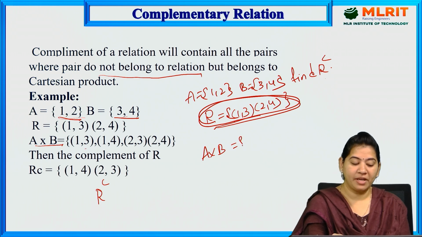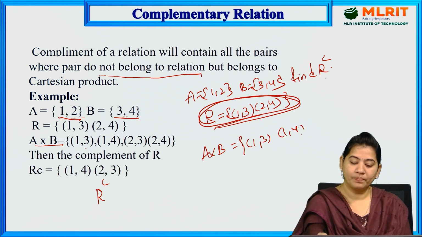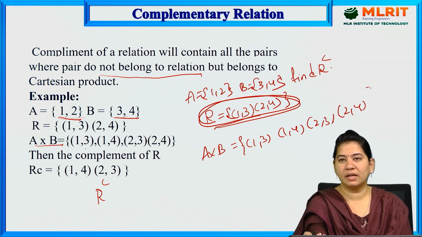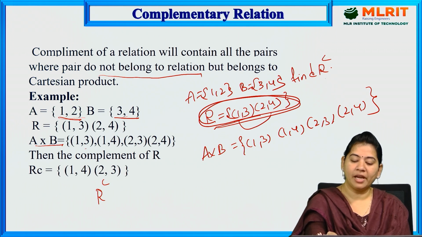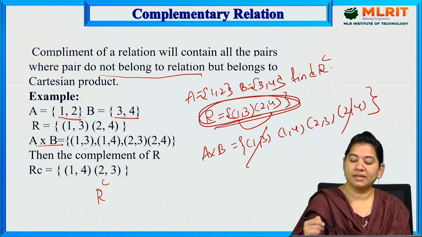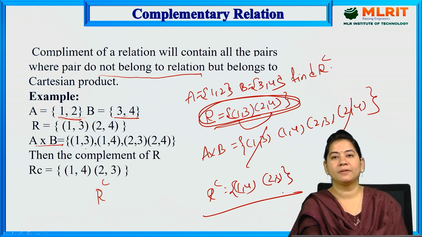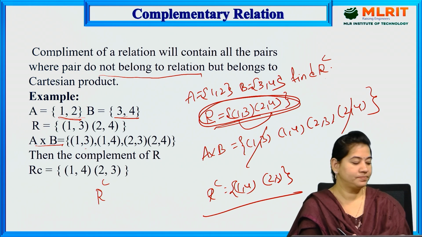So A cross B is what here? 1,3; 1,4; 2,3; 2,4. This is the universal relation here. Now, if you subtract the given relation, meaning here 1,3 and 2,4, I am going to cancel it. And what is the leftover relation here? 1,4 and 2,3. This is the given one. So this is how to find the complement of the relation.